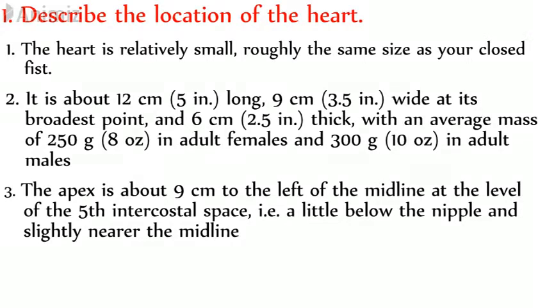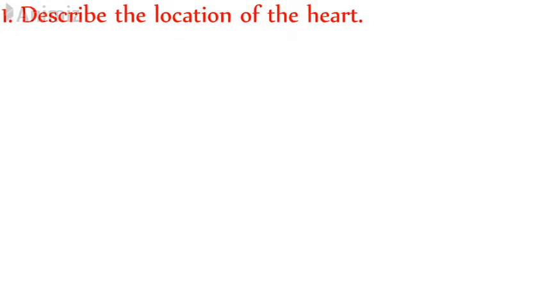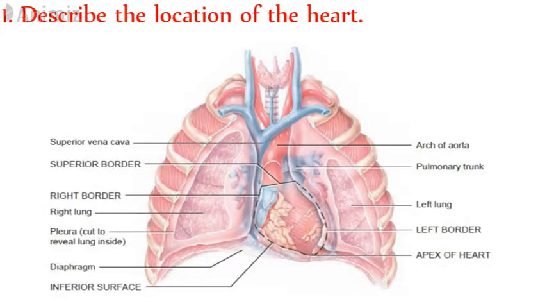Now the apex is about 9 centimeters to the left of the midline at the level of the fifth intercostal space, a little below the nipple and slightly nearer to the midline, and the base is going to extend to the second rib. Here you are going to see the difference between the base and the apex. So the upper part is the base and the lower part you can see is the apex of the heart. A little bit we are going to study with the help of video now.